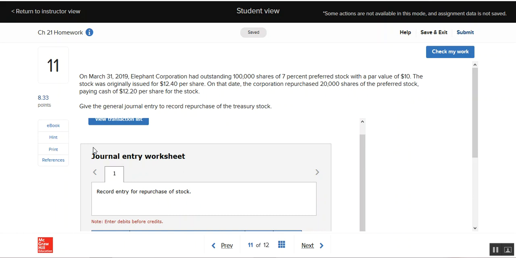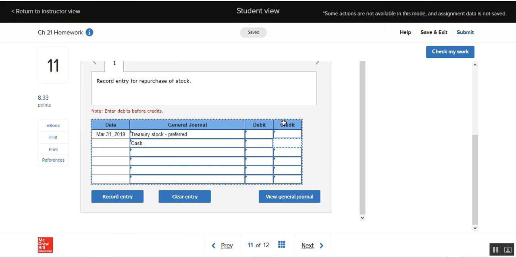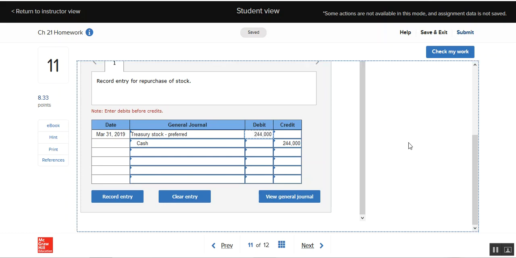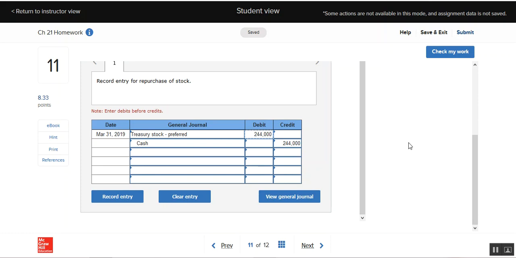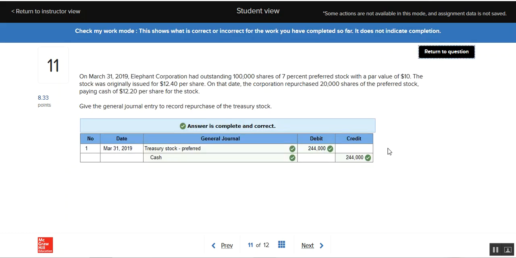So it says they repurchased 20,000 shares at $12.20 per share. So we're just going to multiply that. So they actually paid out $244,000 for that stock. That amount goes into the treasury stock account. There is no paid-in capital in excess of par that you have to calculate when you're doing treasury stock transactions. You're just going to record the treasury stock at the purchase price. So when you get finished, you should have something that looks like this. So that's fairly simple. I just wanted to show you that because it's different than actually issuing stock.